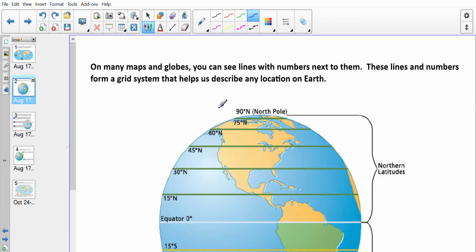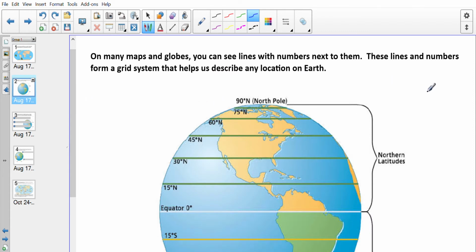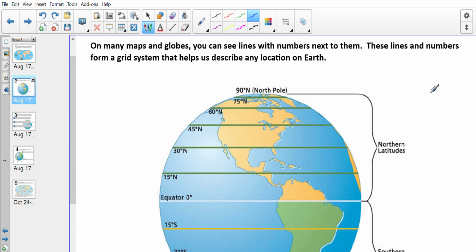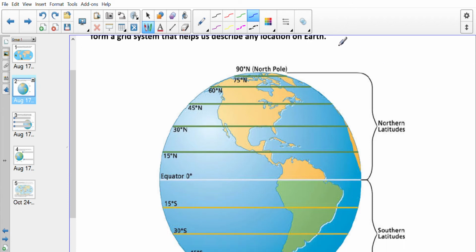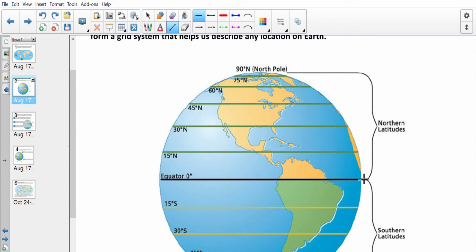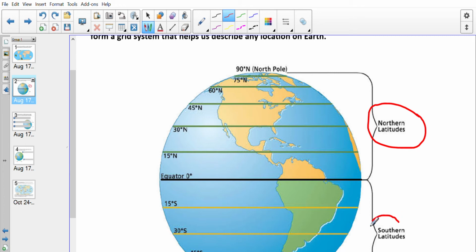So on a globe and map, you can see lines and numbers next to them. These lines and numbers form a grid that helps us describe any location on Earth. From the video you watched yesterday, we see that the Earth can be split in half. When we split the Earth in half horizontally, we're splitting it into northern and southern hemispheres. So up top we have northern, and down below we have southern. And the line that splits this is called the equator.